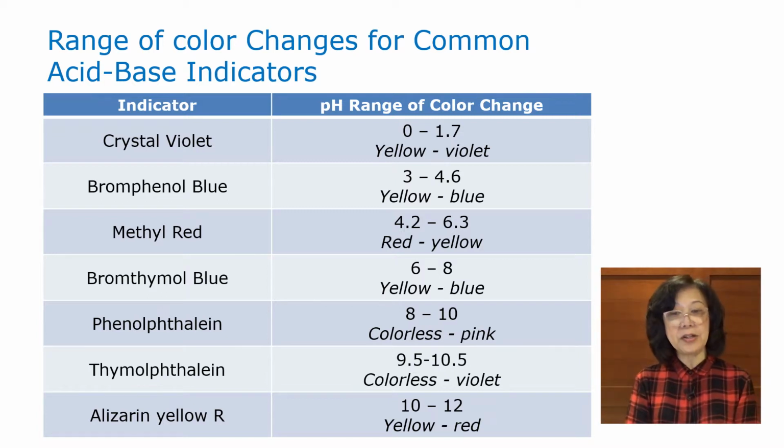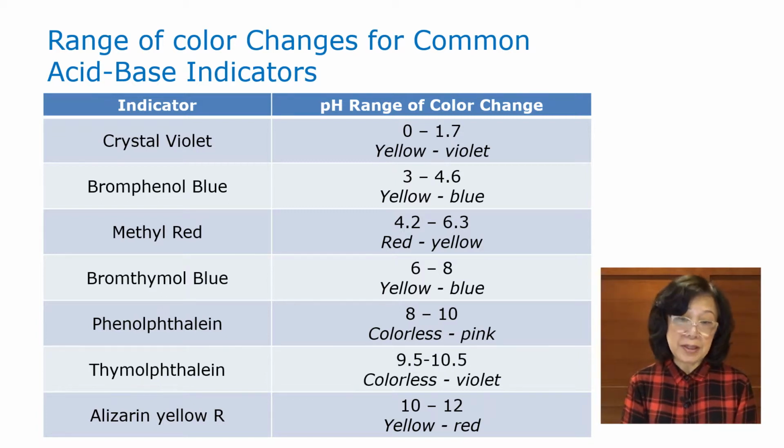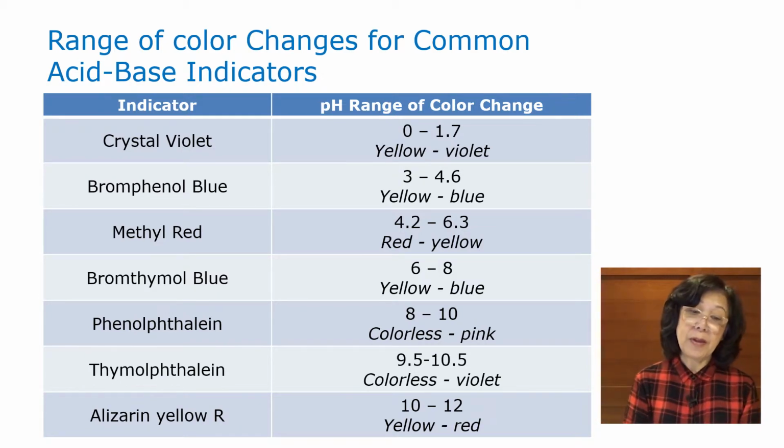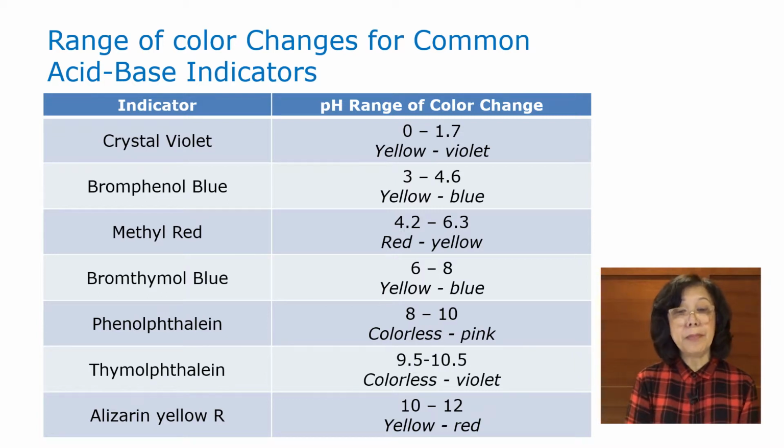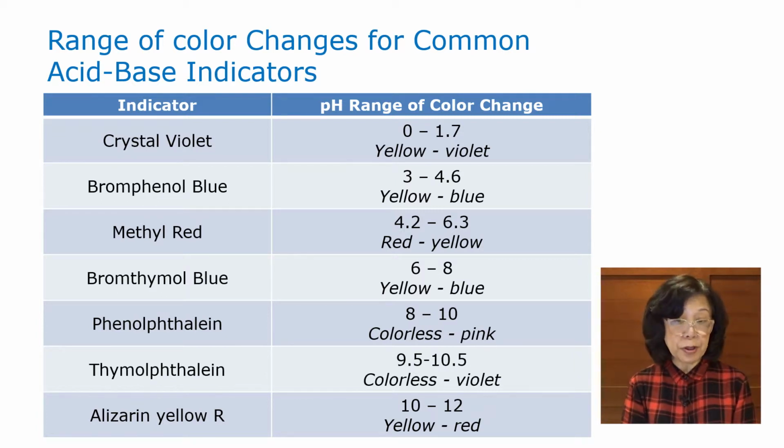With crystal violet, it is from 0 to 1.7 for the pH range, going from yellow to violet. With the bromophenol blue, the change is from 3 to 4.6 pH from yellow to blue. With the methyl red, it's 4.2 to 6.3, changing from red to yellow. With the bromothymol blue, changing pH from 6 to 8, yellow to blue. With the phenolphthalein, which we use all the time, pH changes 8 to 10 from colorless to a really pretty pink. And not too pink because we don't want to over-titrate too much.